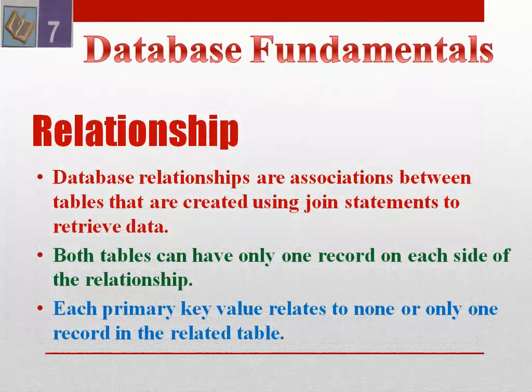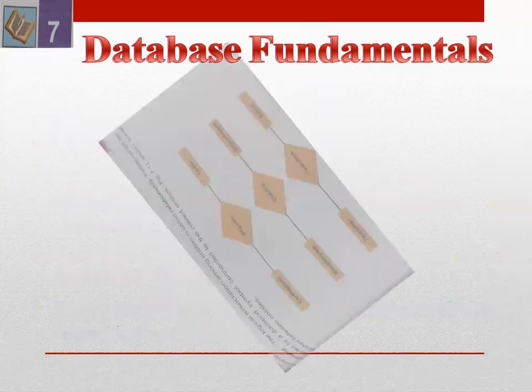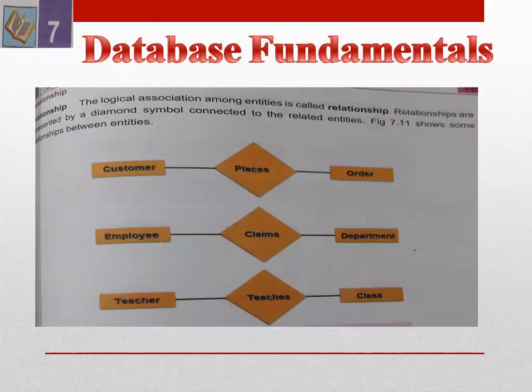The next is relationship. Database relationships are associations between tables that are created using a join statement to retrieve data. Both tables can have only one record on each side of the relationship. Each primary key value relates to none or only one record in the related table. The logical association among the entities is called a relationship. A logical connection between different entities is called a relationship.